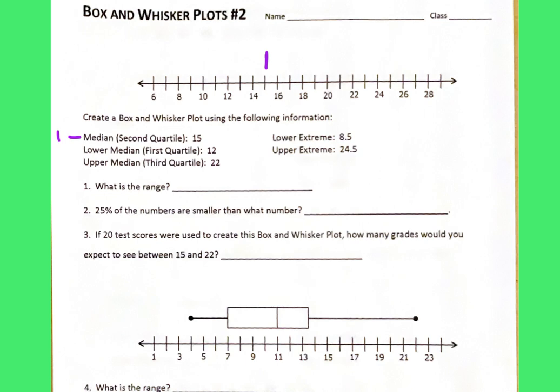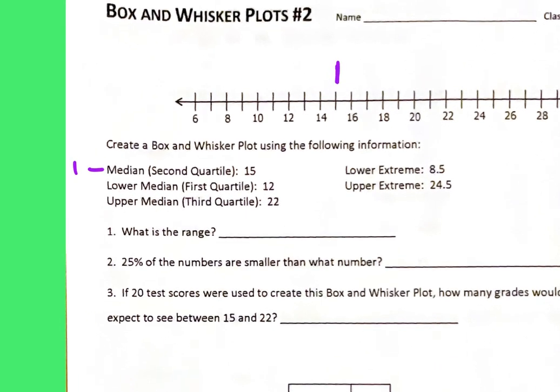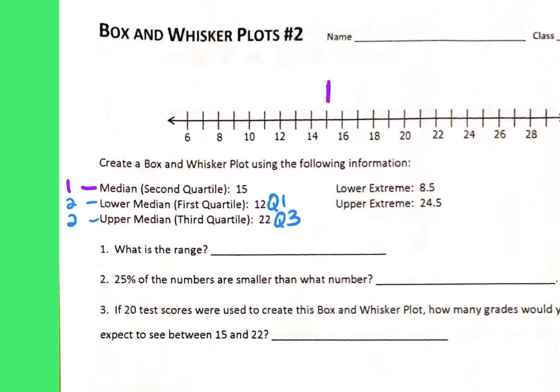Then I'm going to go for my Q1 and my Q3. So the lower median is Q1. My upper median is Q3. They just have a different way of writing that, vocabulary-wise. So my first quartile is 12. I'm going to put a line there, and then 22 on the other end. And then I'm going to go ahead and create that box around it. Alrighty.